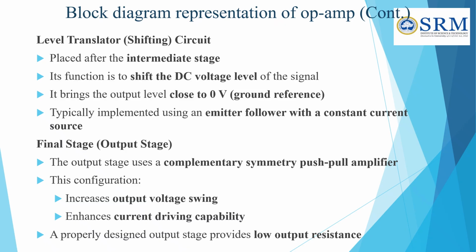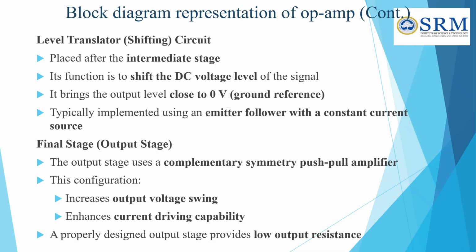Level translator. After the intermediate stage, the signal may have a DC level that is above ground. So we use a level translator circuit to shift this voltage down closer to 0 volts. This ensures that the output is properly centered with respect to ground. Usually this is implemented using an emitter follower with a constant current source.